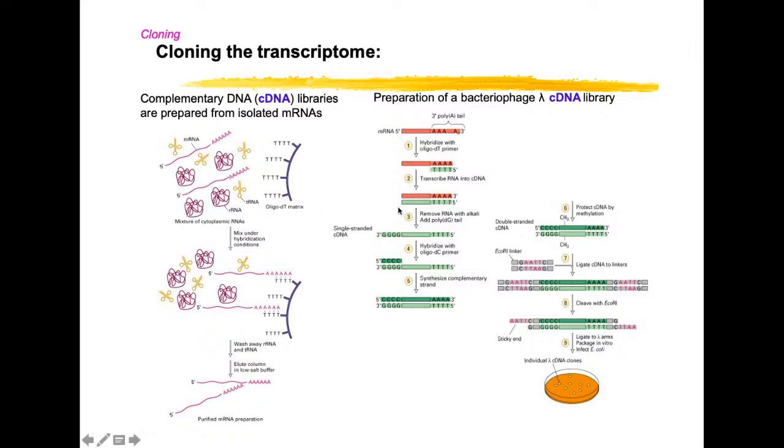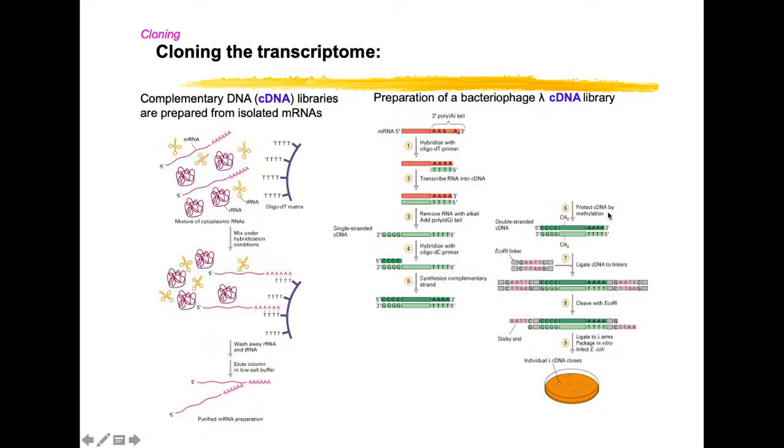On the right-hand side, we are seeing a bacteriophage lambda complementary cDNA library. The mRNA has a 5 prime end to a 3 prime end with a 3 prime poly A tail. We hybridize it with an oligo dT primer, then transcribe this RNA into complementary DNA. Then we remove the RNA with alkali and add a poly G tail. Then we hybridize with the dC primer, like here, CCC. Then we synthesize the complementary strand.